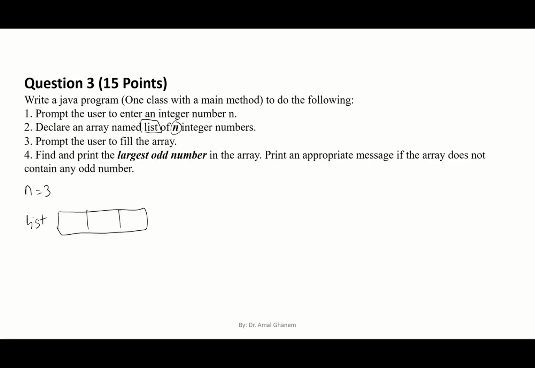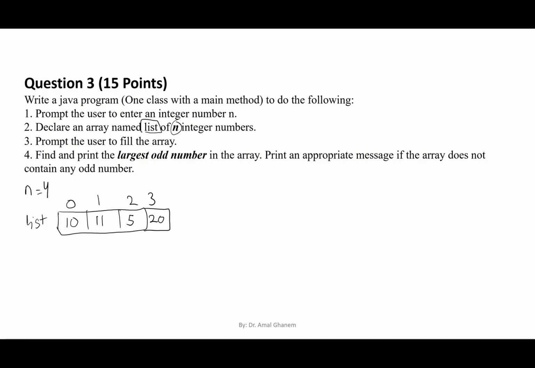If the user entered that n is actually 4, it means the size of the array should be 4. So we cannot define the size of the array unless we have the input from the user. So with n as 4, we have 4 locations, and we always know that the starting location is 0 and the last location will be n minus 1. Now we ask the user to fill the array, so we ask for values. For example, let's assume the input is 10, 11, 5, and 20.